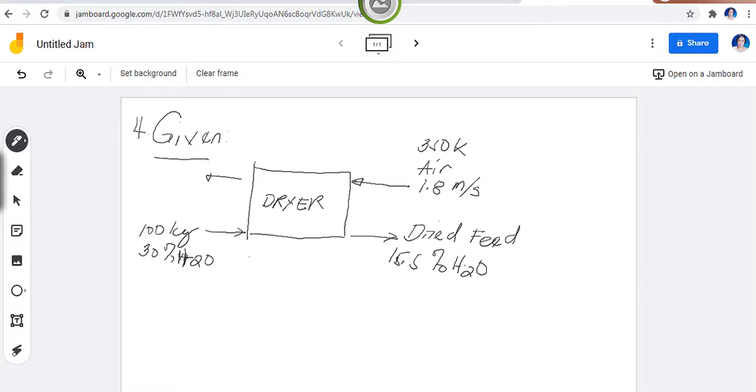So the rate of drying in this case, it was mentioned in that problem that I've read, is 0.0007 kilogram per second per meter squared. And the critical moisture content is 15%.